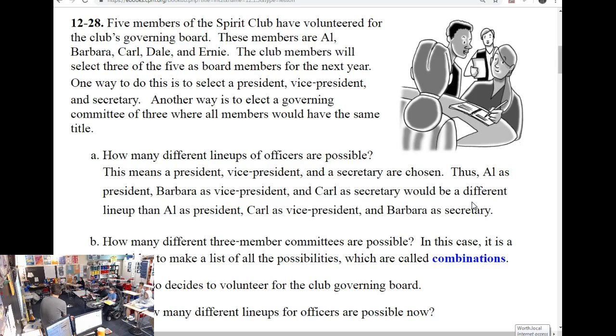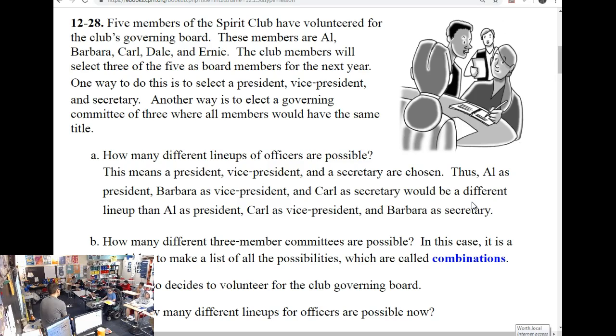Al, president; Barbara's vice president; Carl, secretary. Oh, are we not giving all of them? Yeah, I think on this one we're just going to allow 3 of them. So, if we have 5 people and we're arranging 3 of them into a governing board, well, 5 permutate 5 would have been easier. How many different governing boards could there be? I'm guessing you already put it in your calculator. How many do we have? How many are we picking? So 5 permutate 3.